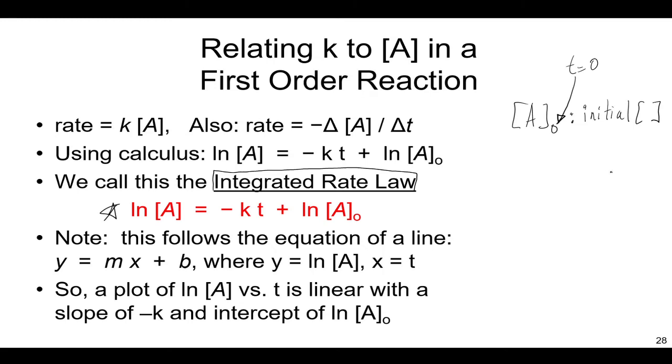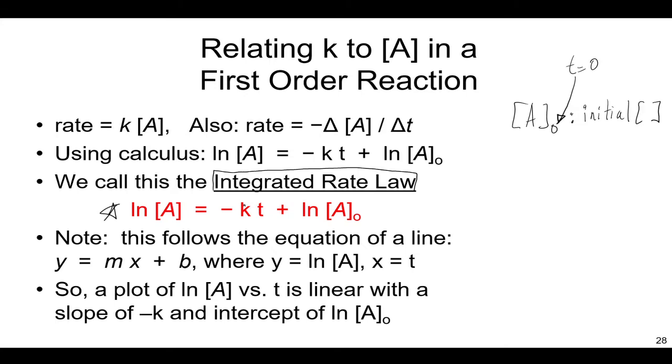So how much reactant A did you start with? Generally we're preparing an experiment. Maybe it's 3 molar in A, and we start the reaction at time 0. That initial concentration is 3 molar. Okay, so that's what this A naught term means.